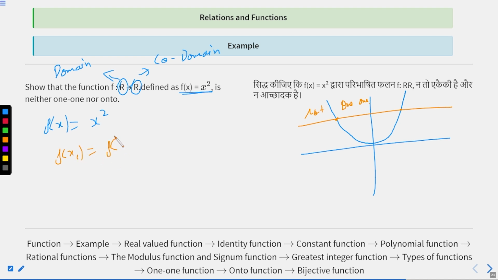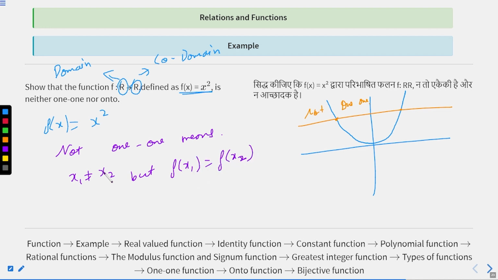First of all, start with this: not 1-1 means x1 is not equal to x2, but f(x1) is equal to f(x2). Yes, so can you find such x1 and x2? So not 1-1 means there are x1 and x2 such that x1 and x2 are not equal, but this is equal. Okay, let's see.